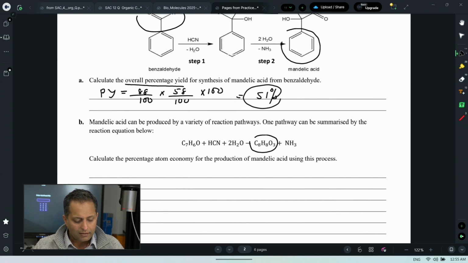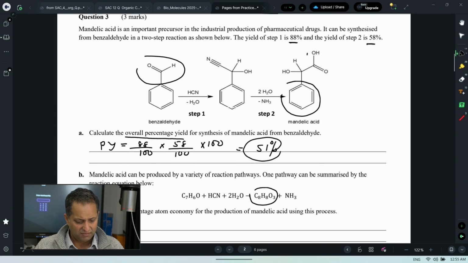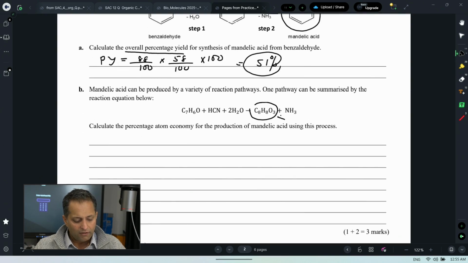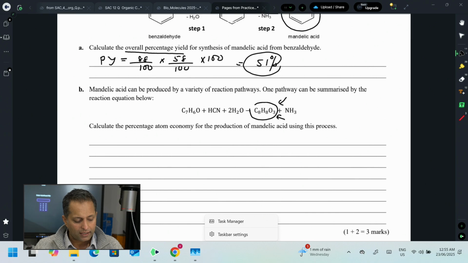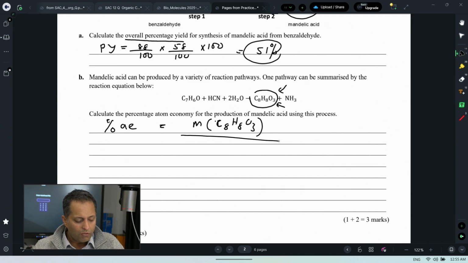The compound that we are trying to make at the end of the day is mandelic acid. Anyway, we need to find the atom economy of this process. So this is the desired product. How do you find the percentage atom economy? You can look at the data booklet. Atom economy is equal to the molar mass of the desired product, C8H8O3, over the molar masses of the other things.